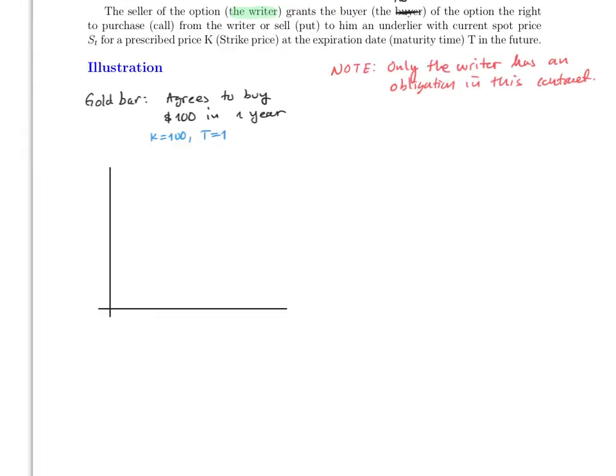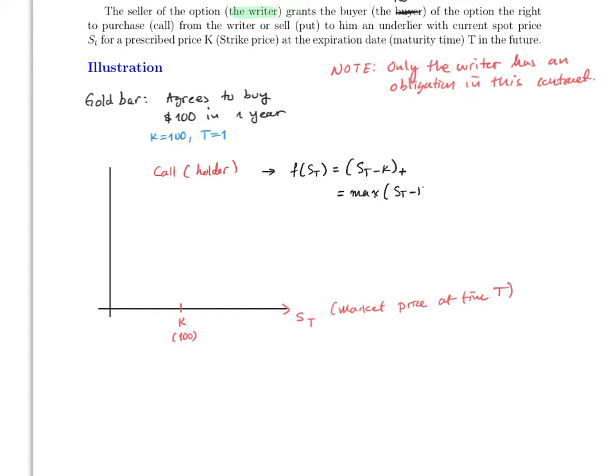Okay, so let's look at the call option from the point of view of the holder. Okay, and this will be S_T, which, remember, is the market price at time T. Okay, and let's say that K, which in our case is equal to 100, is here. Now the payout function for the call option from the point of view of the holder will be the following. It will be (S_T minus K)+, and this is new notation, and this is the same thing as the maximum of S_T minus K or 0.